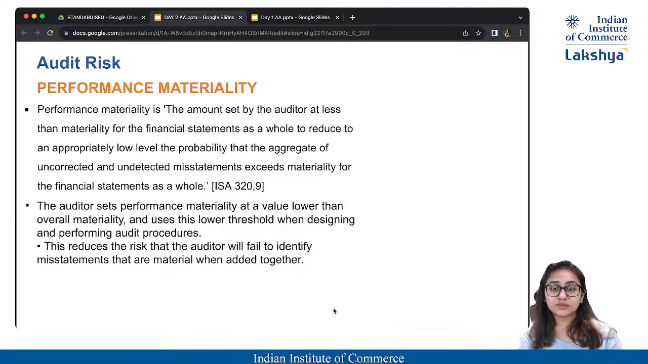The auditor sets performance materiality at a value lower than overall materiality. So if your overall materiality is 500 rupees, performance materiality is at a level below that, and the auditor uses this lower threshold when designing and performing audit procedures. This reduces the risk that the auditor will fail to identify misstatements that are material when added together. So when you add these individual 100, 200, 300 rupees together, it becomes material for you. So that is performance materiality.